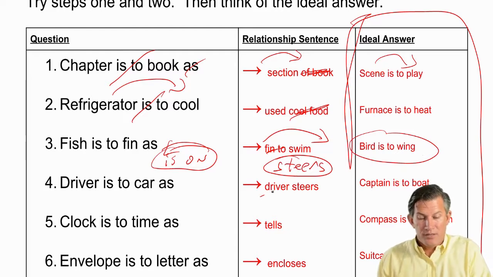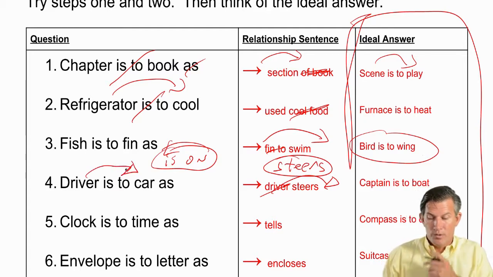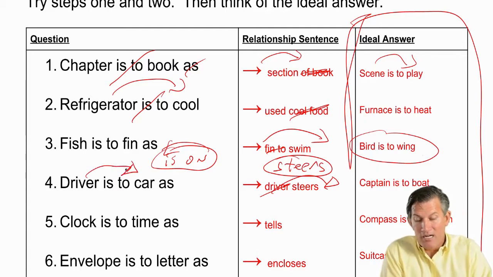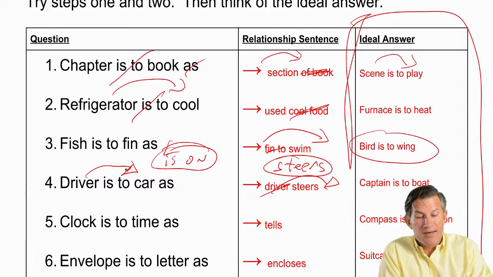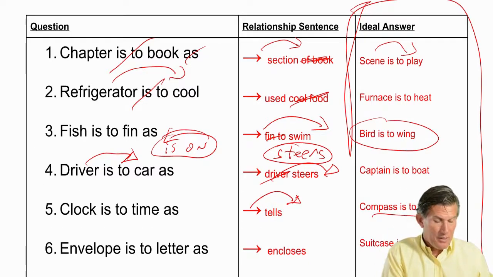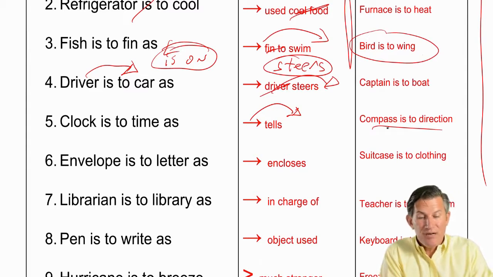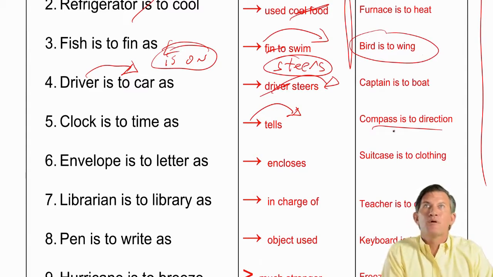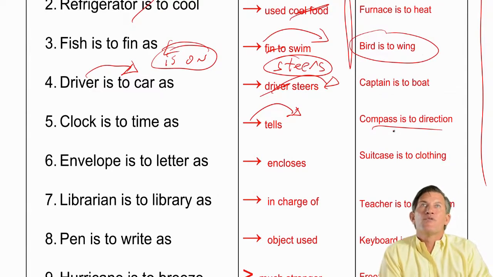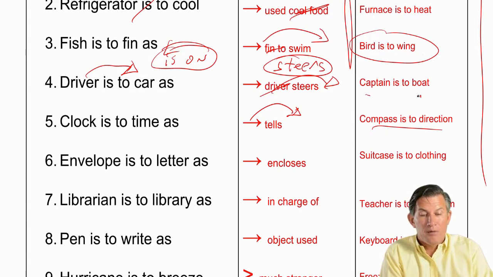A driver steers a car, so a captain steers a boat. And of course it goes this way, or you can draw your arrow here, whichever one you care about. A clock shows, displays, or tells the time, and a compass also shows the direction. So if you found any of the answers that you were thinking of here, then it's perfect. If you saw captain and boat, or pilot and airplane, that would be perfect, and either of those is the same relationship as driver to car.